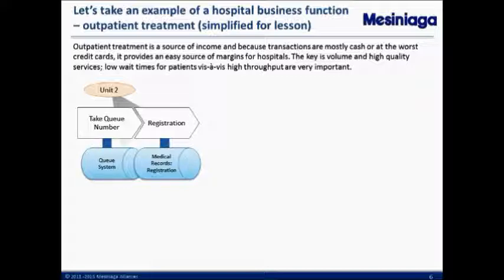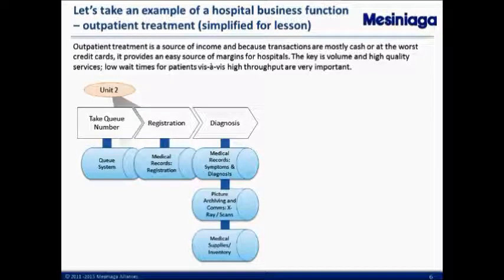After registration, once the names have been called, the patients will then undergo the diagnosis activities, where the doctors will quickly look through again the same medical records for any prevailing sickness that the patient may have, because a patient that has diabetes would have a slightly different regimen. The three systems that tend to be involved here, besides the medical record system, are, for example, PACS, Picture Archiving and Communication System, as well as medical supplies and inventory.